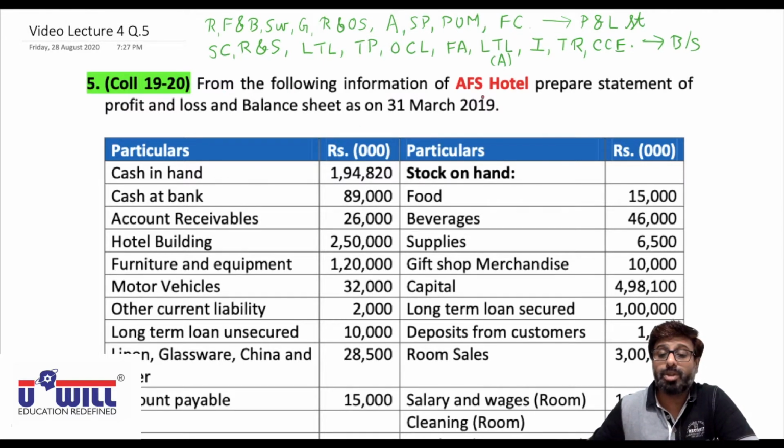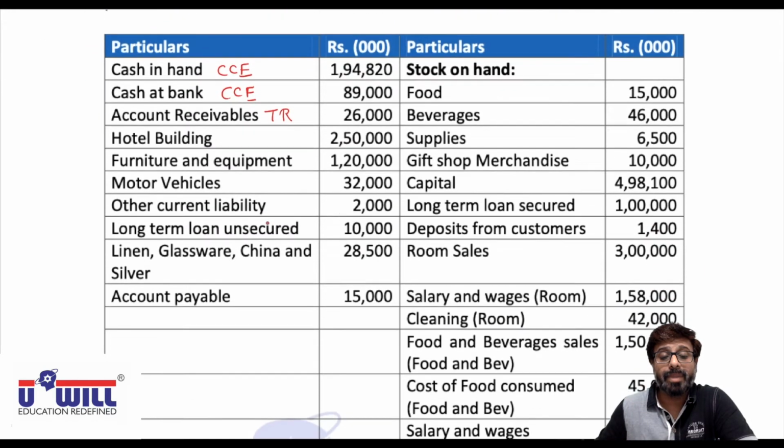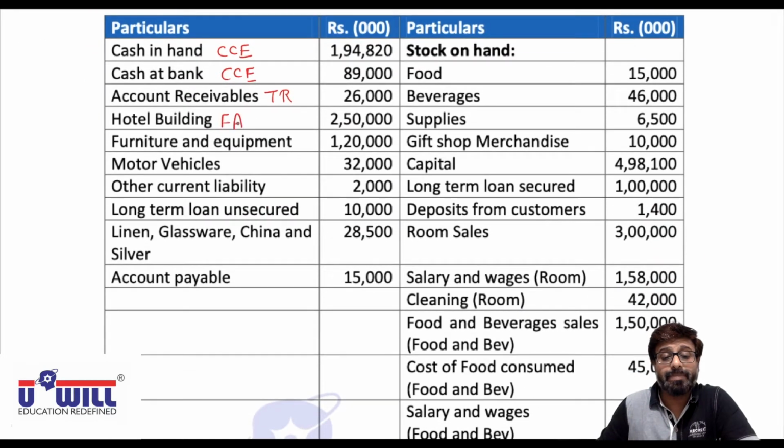From the following information of AFS Hotel, prepare statement of profit and loss and balance sheet as on 31st March 2019. Cash in hand will come in cash and cash equivalents, CCE. Cash at bank also cash and cash equivalents, CCE. Accounts receivables are trade receivables, debtors, TR. Hotel building is fixed asset, FA. Furniture and equipment, fixed asset, FA. Motor vehicles, fixed asset, FA. Other current liabilities, OCL. Long-term loans unsecured, long-term loans LTL.